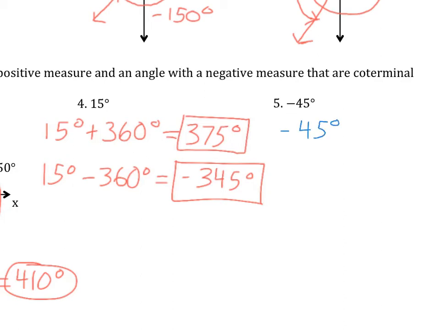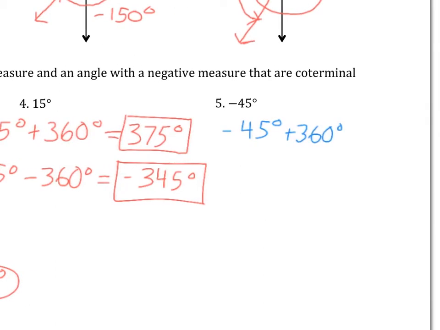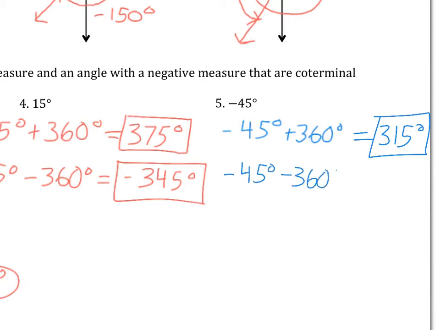So if I'm at negative 45 degrees, and I add 360 degrees, I know that I will go one lap around, but I'll still be in the same spot. So a positive angle that is coterminal to negative 45 is 315. And if I want a negative angle, I subtract 360. So negative 405 degrees is also coterminal to negative 45 degrees.